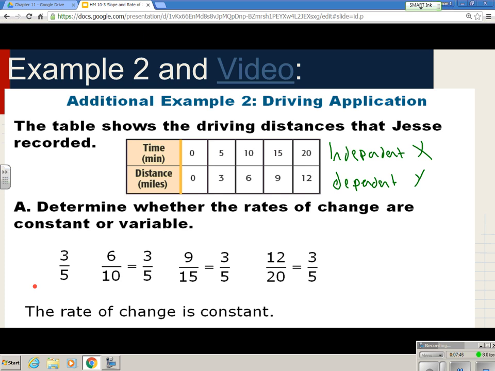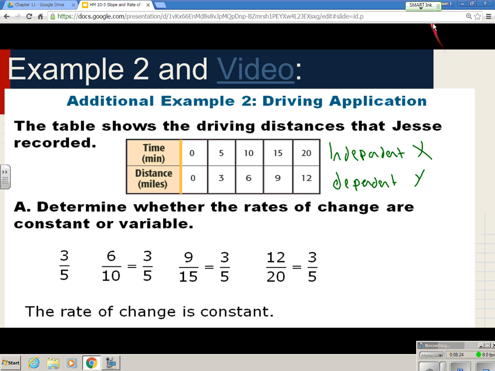Okay, so let's take a look at these and let's figure out if we can find first whether it's constant or a variable. So we have to find the difference here. 0 to 5, that's a change of 5. 5 to 10, change of 5. 10 to 15, change of 5. 15 to 20, change of 5. Distance on the top, 0 to 3 is a change of 3. 3 to 6, a change of 3. 6 to 9 is a change of 3. And 9 to 12 is a change of 3. So it's constant at a 3 to 5 ratio.